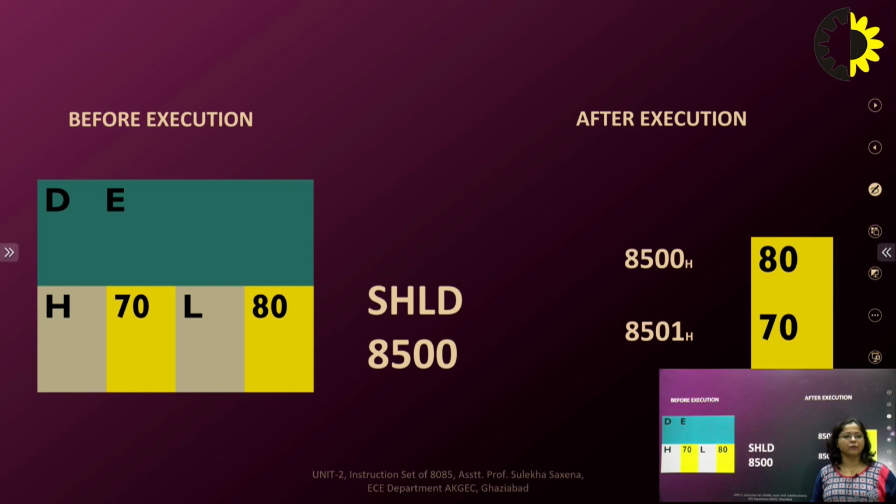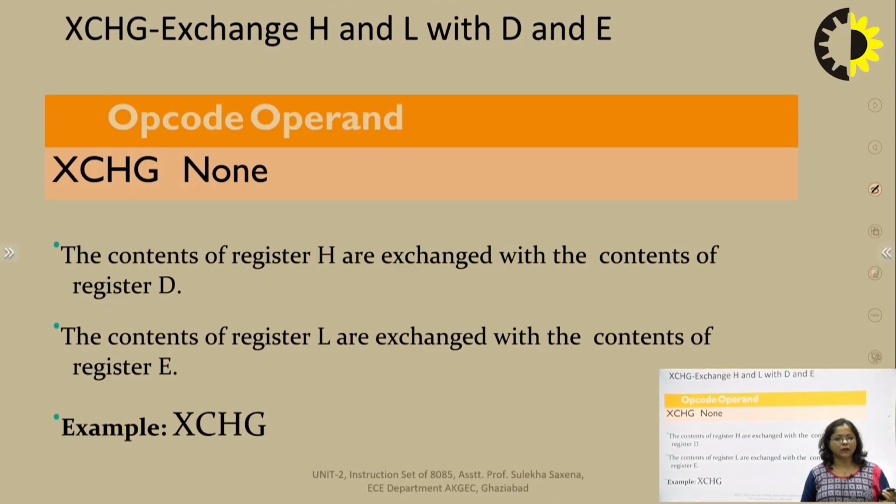If we take an example SHLD 8500, let before execution H be 70 and L be 80. After execution, 8500 will contain the value of L, that is 80, and 8501 will contain the value of H, that is 70. So this concept is clear to all of you, how LDA, LDAX, LHLD, STA, STAX and SHLD are different. Now we move towards exchange.